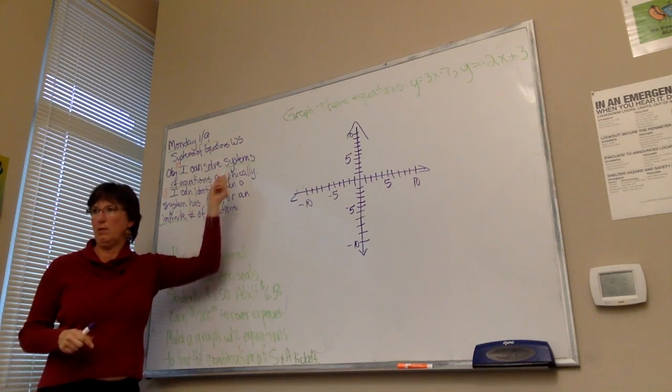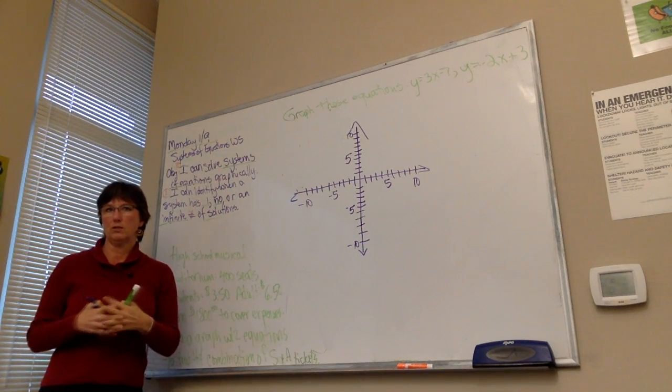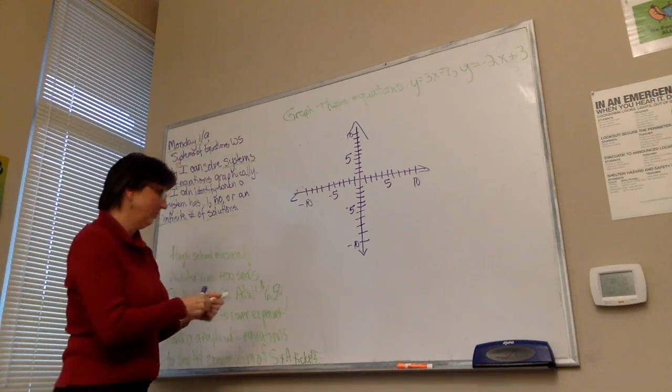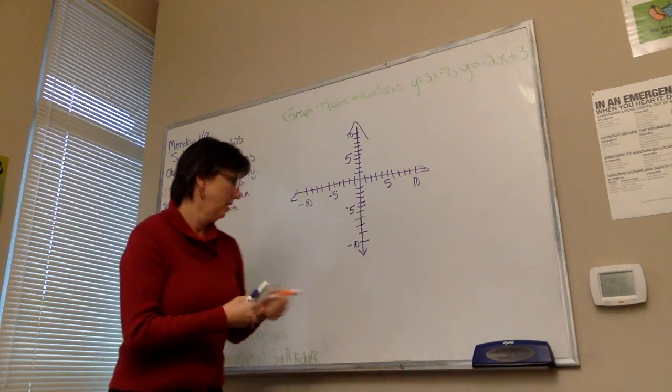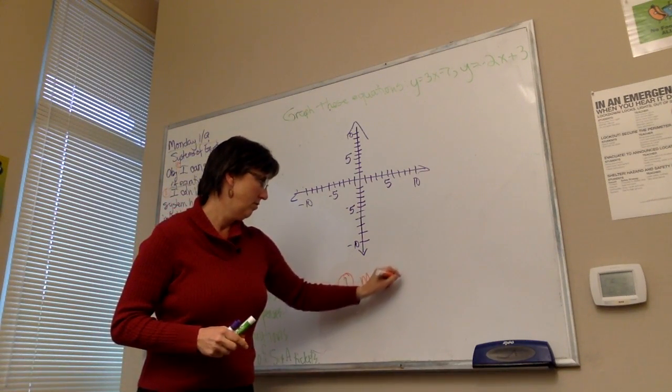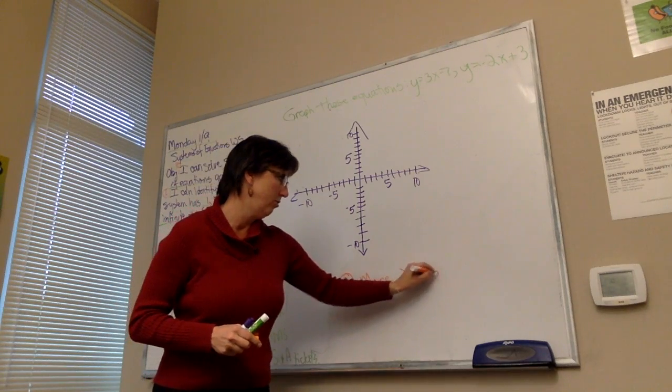So, what do you think? What does a system usually look like? Well, it would have to be more than one. Okay. Yes. So, we have more than one, or greater than one equation.